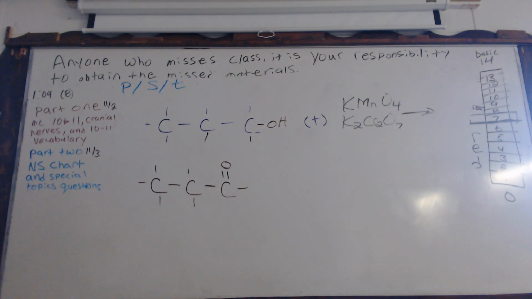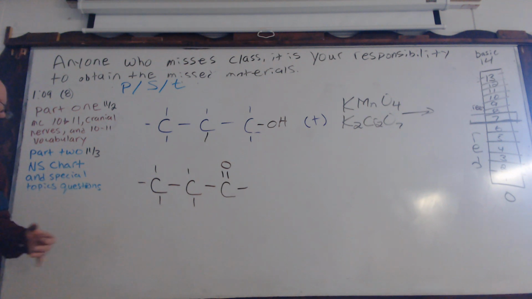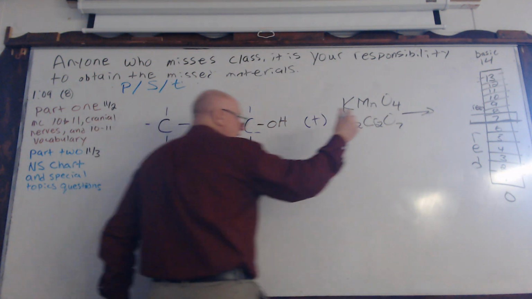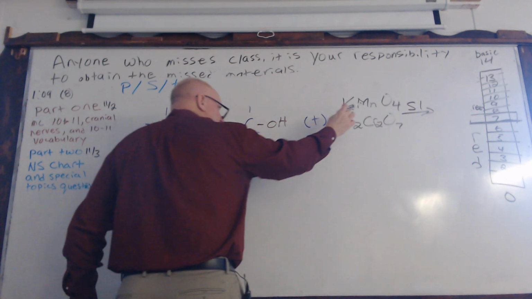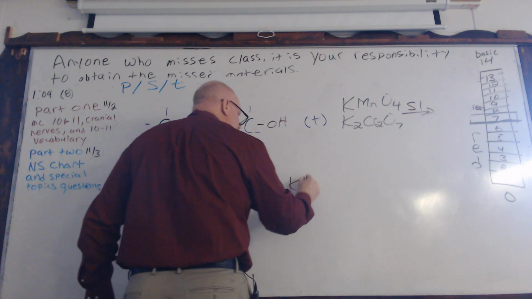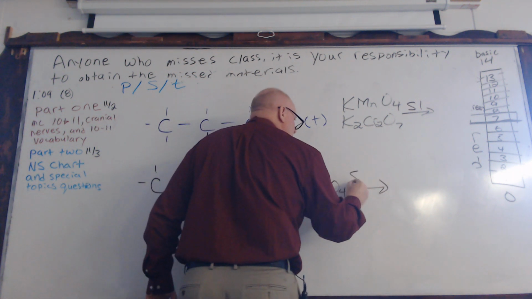So we went from a primary alcohol to what here? What type of functional family is this? Close. It's an aldehyde. And then this goes through another stage. We're going to call this stage 1. And then because these oxidizing agents are so powerful, I'll just pick one. We're going to call this stage 2.